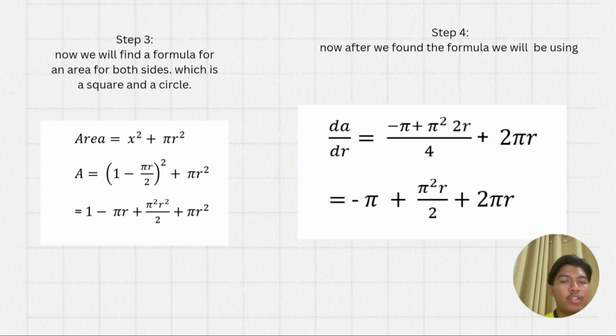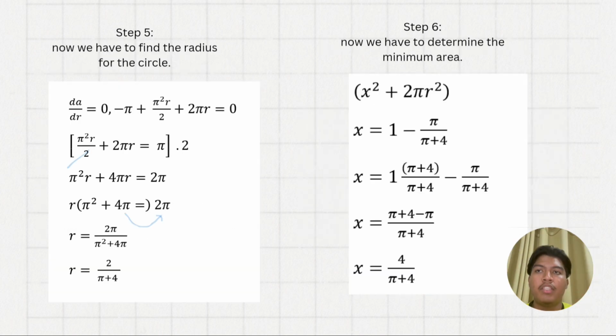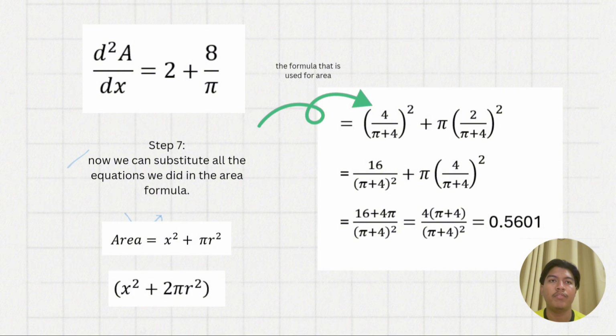After I get the final equation of area, I will differentiate it. After I differentiate the equation of area, I will set dA/dr equal to 0, because I want to find r. After that, r is 2 over 5 plus 4. Then, when I get r, I will use it to find x. After that, I will differentiate a second time to determine whether it is a maximum or minimum value. And I got it, the minimum value. After that, I will put the x and r values into the original area equation, because I want to find the minimum area.